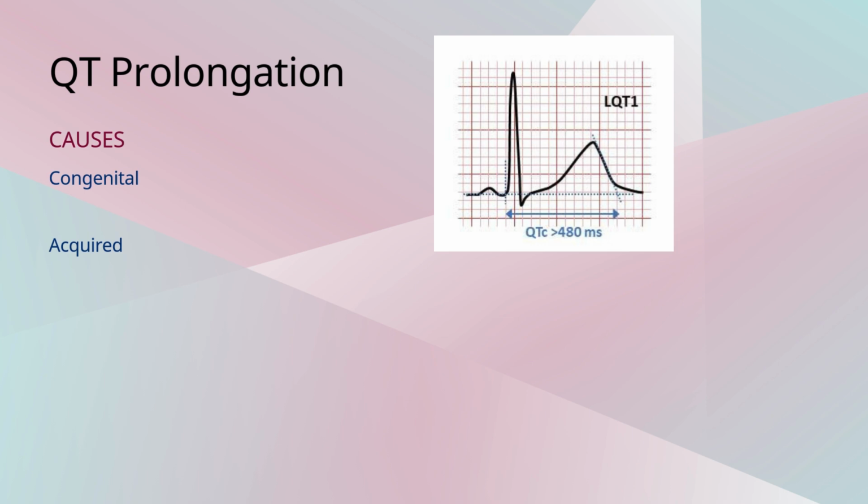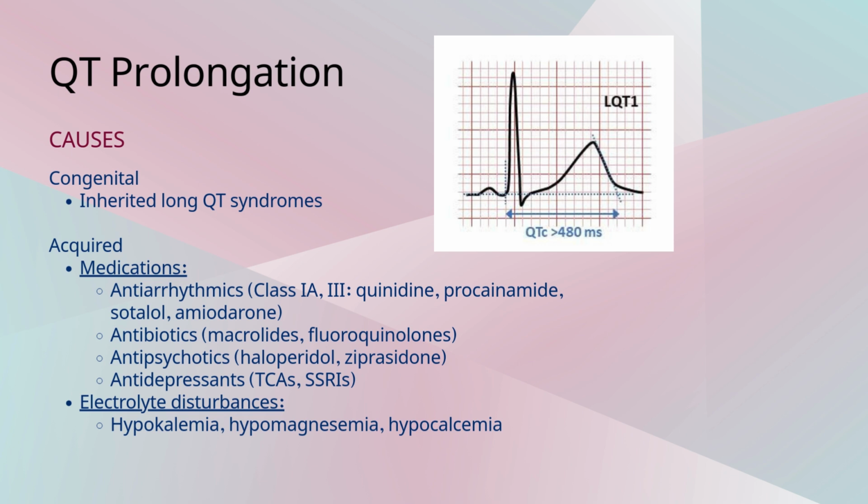There are both congenital and acquired causes. Congenital long QT comes from genetic conditions we usually refer to as inherited long QT syndromes, but most cases are actually acquired due to medications or electrolyte disturbances. Medications include some antiarrhythmics, some antibiotics, and some psychiatric medications, of which some of them are listed here. Electrolyte causes include hypokalemia, hypomagnesemia, and hypocalcemia, and bradycardia itself can actually prolong the QT as well.